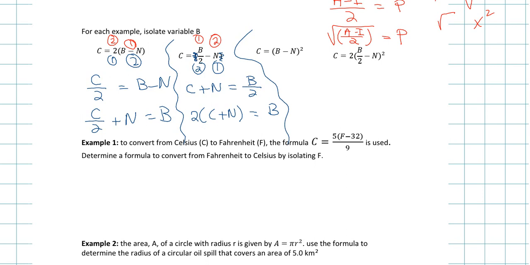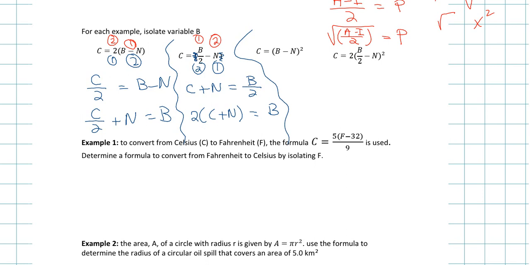C equals B minus N squared. In regular operation, what's the first thing you do? Inside the bracket, right? So you do inside the bracket first, which is B minus N. And then you do your square, correct? Because in BEDMAS, brackets come first.